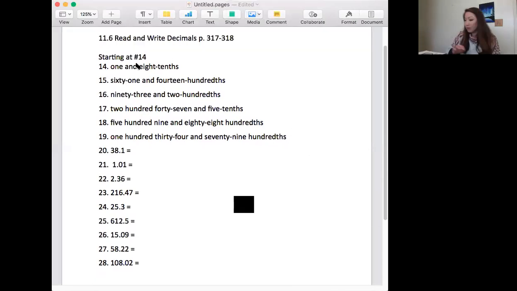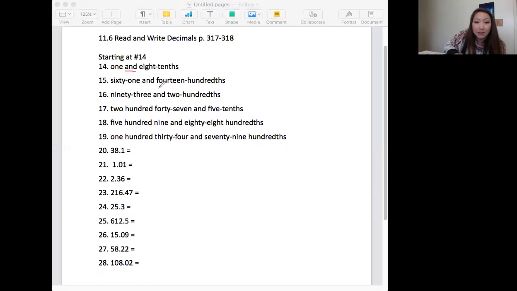So what we're doing for number 14 through 19, it says write the decimal. Remember the word and represents the decimal point. So I'm going to underline the and. This means decimal. So the word and equals the decimal point. Now I'm going to go through with my purple and underline how many place values should be shown after the decimal.